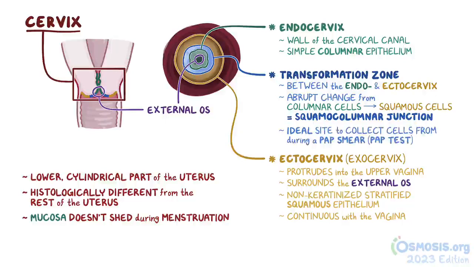Underneath all regions of the cervical mucosa is a thick cervical wall that consists of dense connective tissue. Unlike the uterus, it only has a small amount of smooth muscle present.